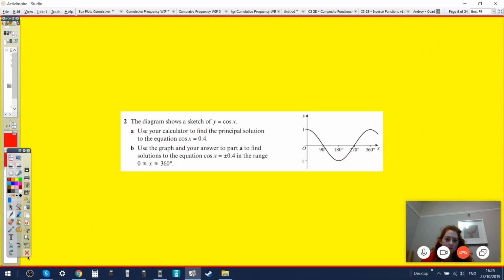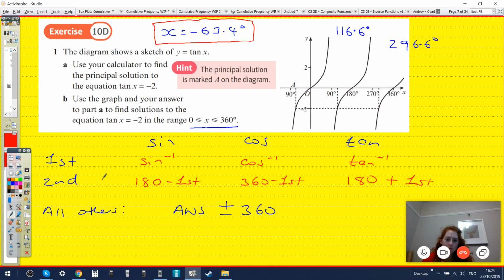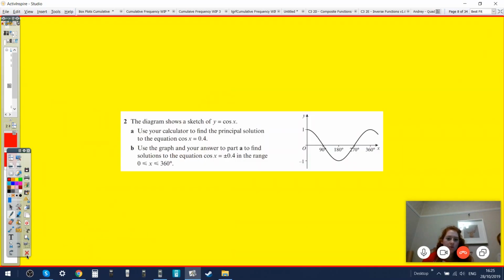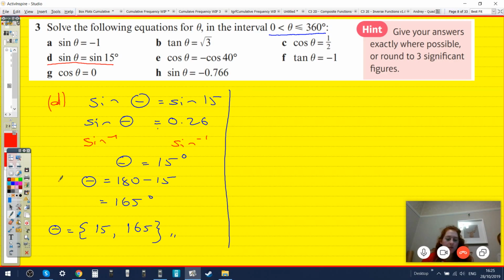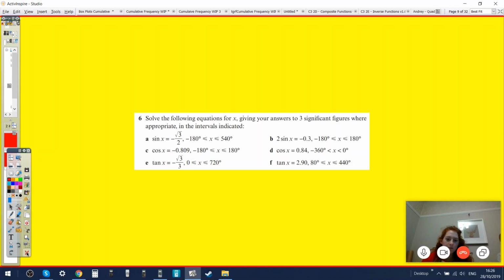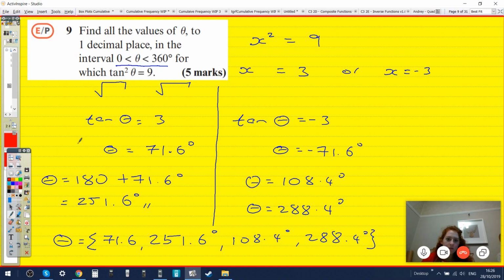Just watch out for, hold on. So this one, why did we have to add 180 twice? Why was minus 63.4 not one of our answers? Because it was outside of the limitations. That's it, outside the range, so that's good. So here, yes, sine 15, you were right. Just put it in the calculator and it gives you a number. That's the main thing there. Those are fine. And then we did the exam question.